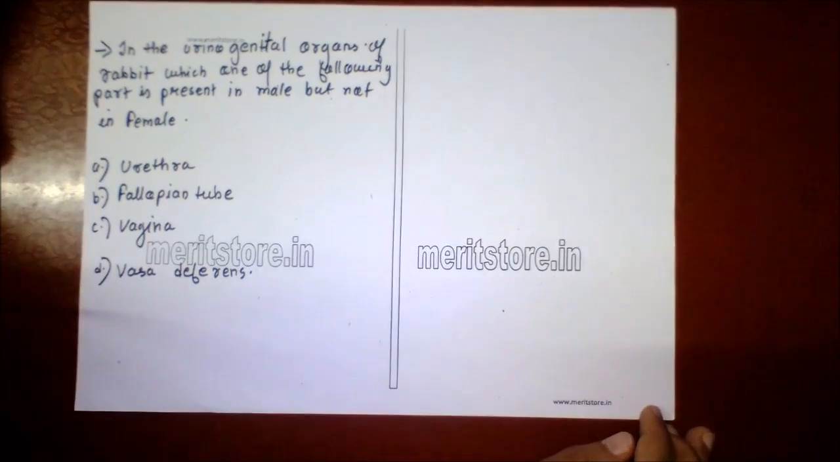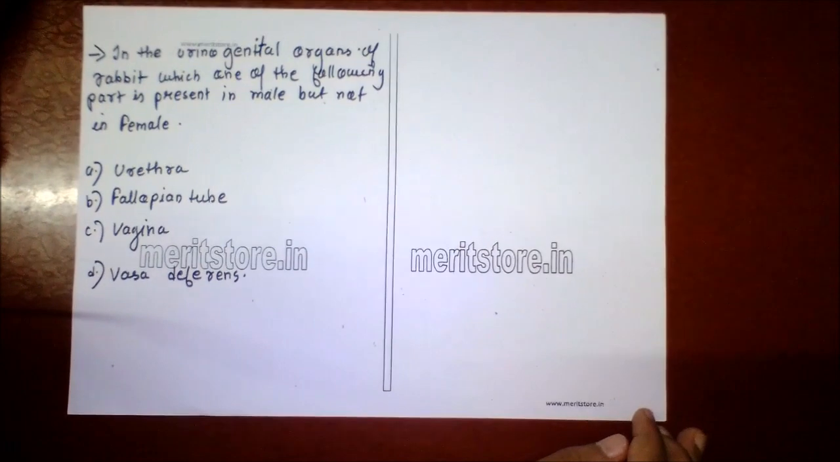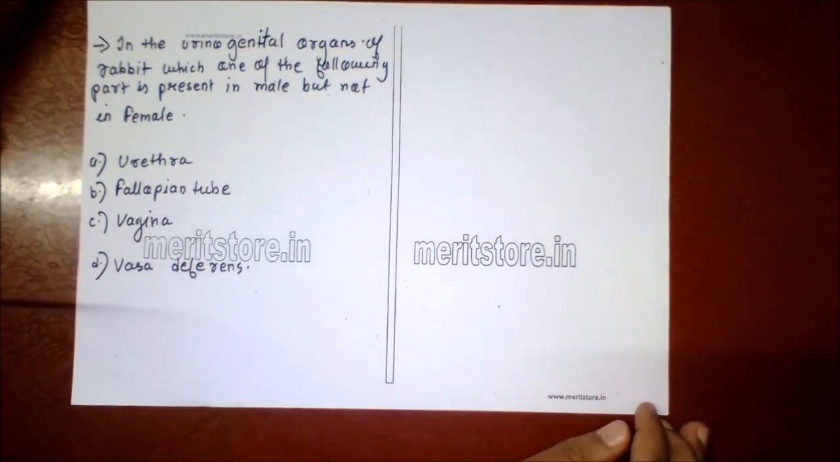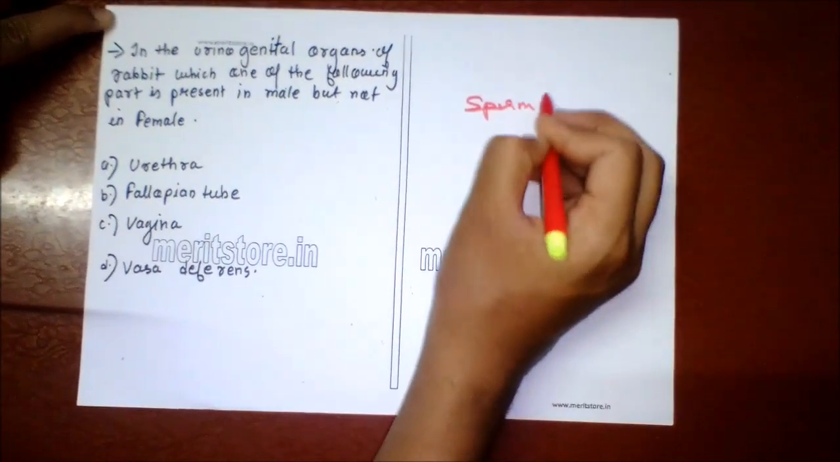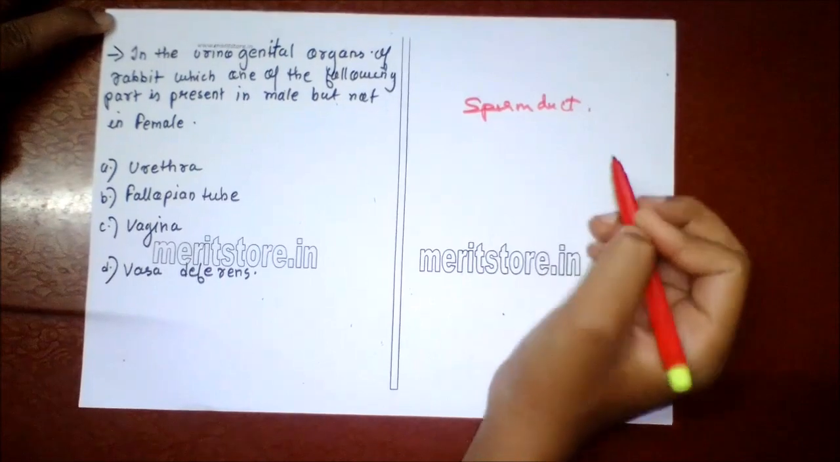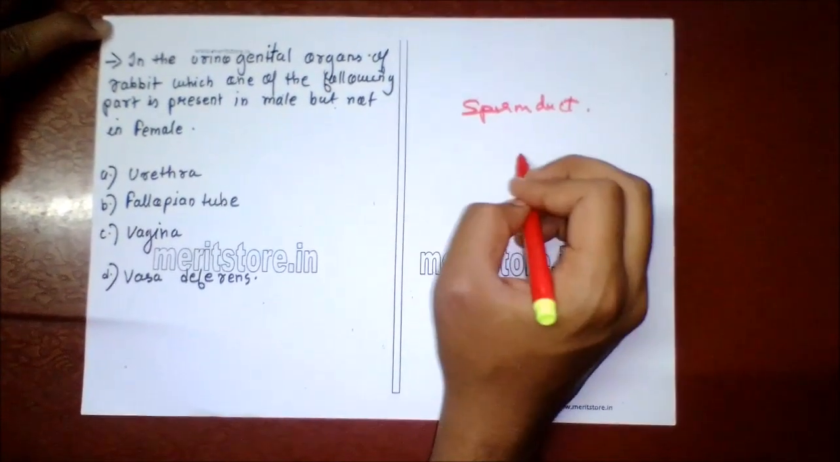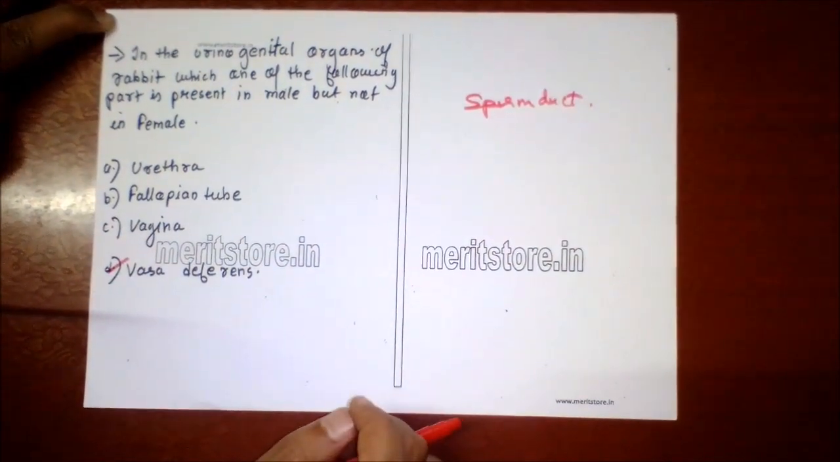In the urogenital organ of rabbit, which of the following parts is present in male but not in female? A. urethra, B. fallopian tube, C. vagina, D. vas deferens. So vas deferens, or sperm duct, is associated with the male reproductive system, which arises from cauda epididymis. So option D is the correct answer.